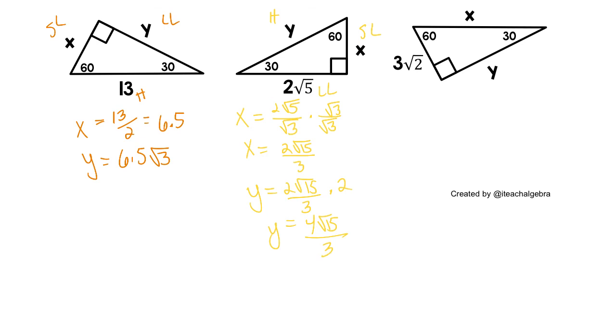Last but not least, short leg, long leg, hypotenuse. We have the short leg, and to get the hypotenuse, we multiply the short leg by 2, so that's 6 square root of 2. And to get the long leg, we're going to multiply by the square root of 3. So 3 square root of 2 times the square root of 3 is 3 square root of 6.